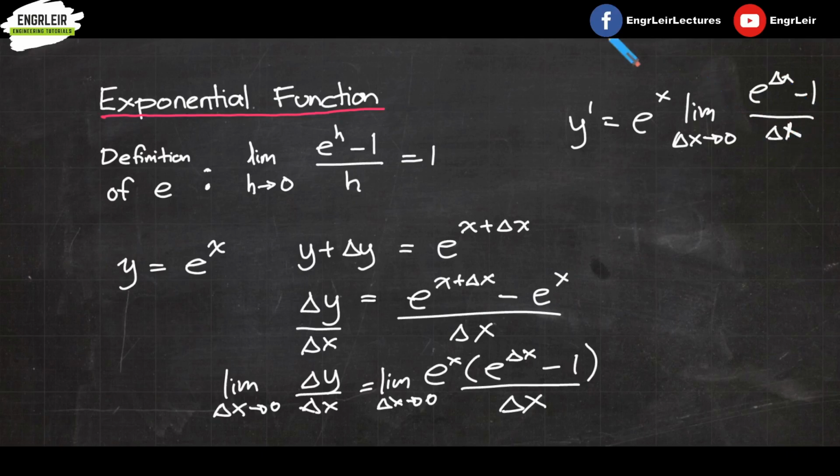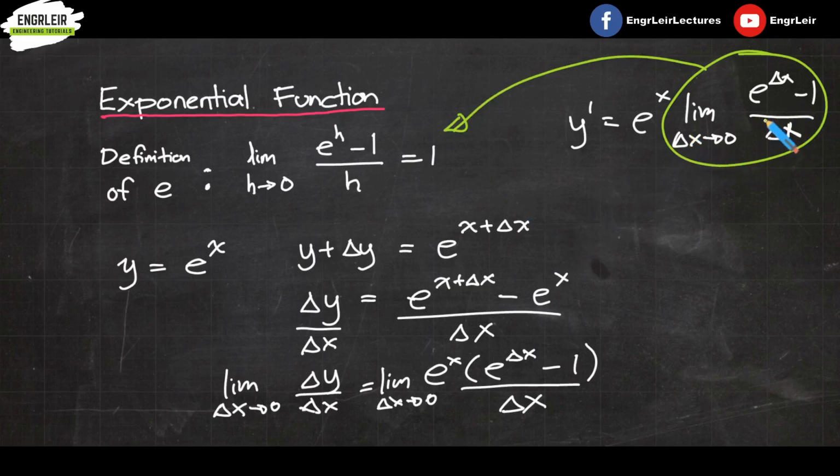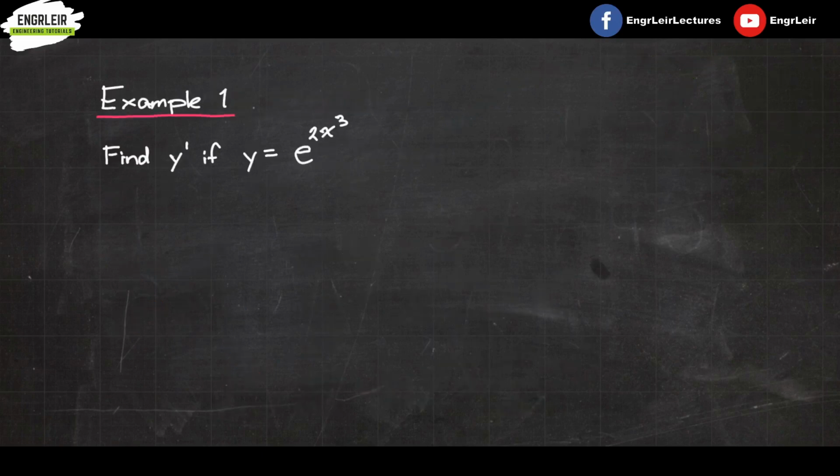This form is exactly equivalent dito sa definition natin ng e, and e is defined such that itong limit na to equals sa 1. So in other words, for this function, y is equal to e raised to x, the derivative is equal to itself, e raised to x. Okay, so let's have some example problems involving yung exponential function natin.